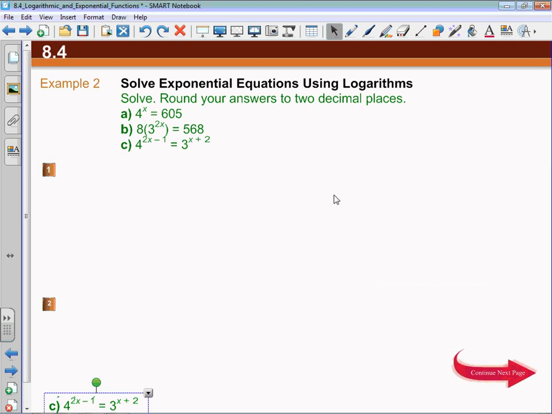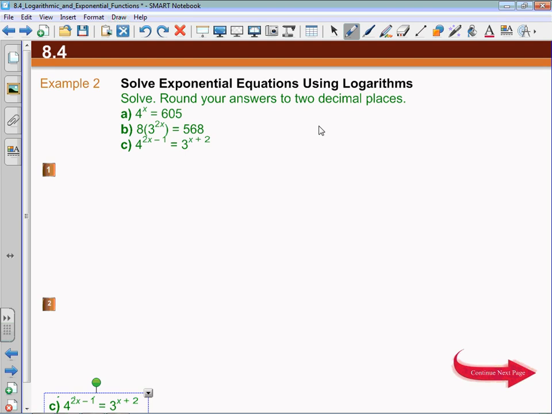Example 2, 8.4 for 30-1 math, we start to solve exponential equations with logarithms. When we looked at solving exponential equations in 7.3, one of the main requirements was that we had to be able to write them as the same base. The problem here is 4 to the power of what is equal to 605, and it is not a rational number. So it's very difficult to just magically come up with the number that you would have to put in the exponent on 4 to get 605.